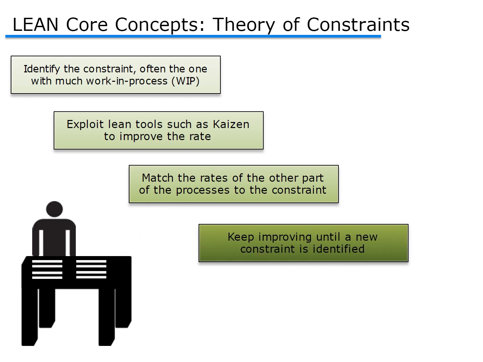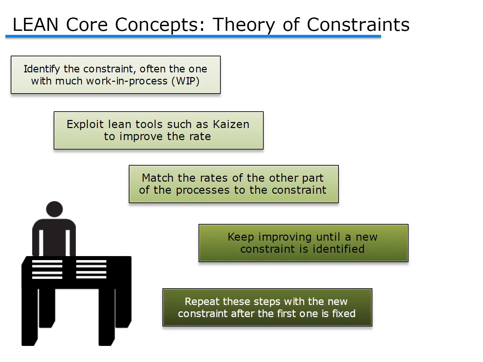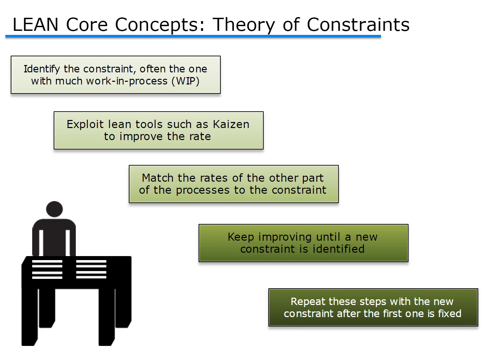Keep improving until a new constraint is identified. Repeat these steps with the new constraint after the first one is fixed. To improve the system, the constraint must be improved.